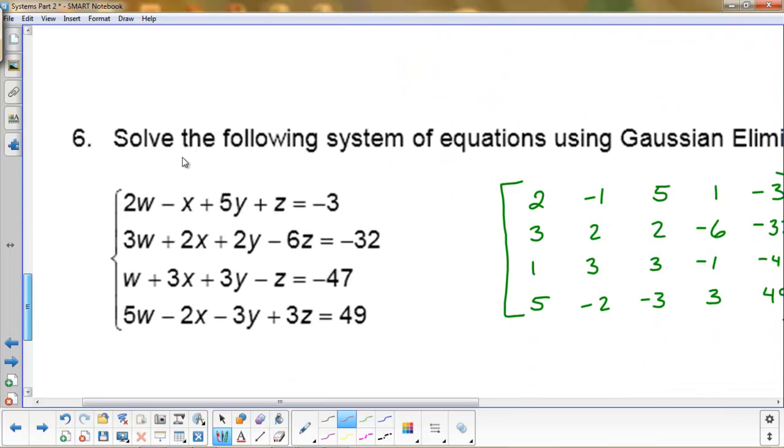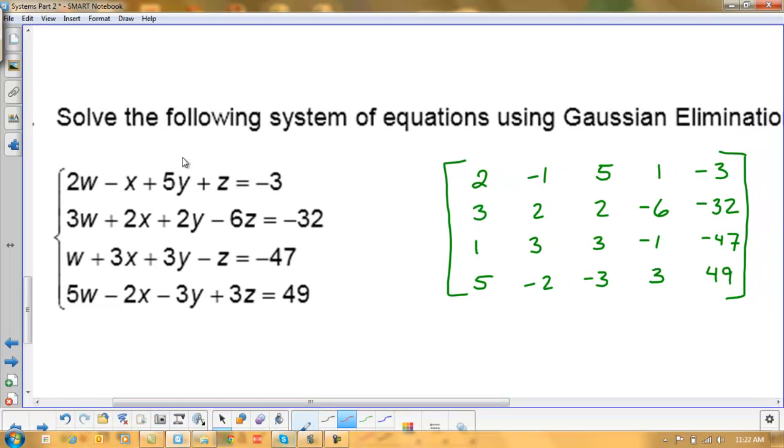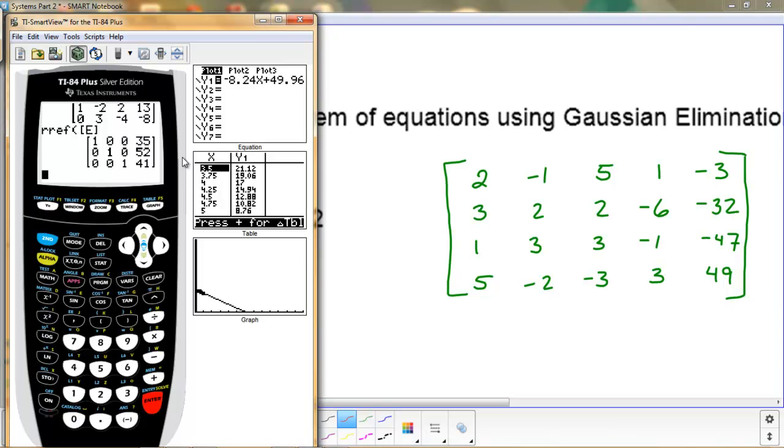All right, question number 6. Hopefully you've written out your augmented matrix, which looks like that. The next thing you're going to do is you're going to go into the matrix, go to your math key. Hopefully you've gone ahead and filled in your matrix in your calculator already. Reduced row echelon format. My matrix is matrix F, and the solution that you get is 2, negative 12, negative 4, and 1.